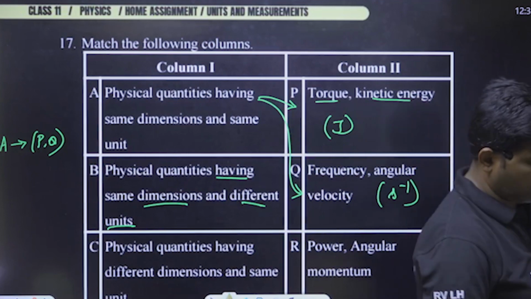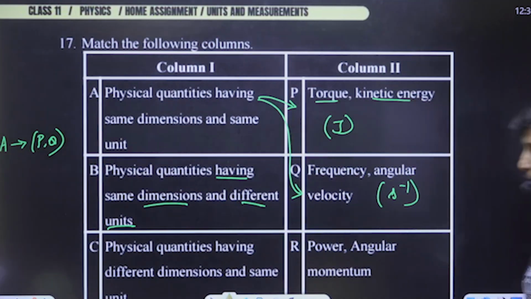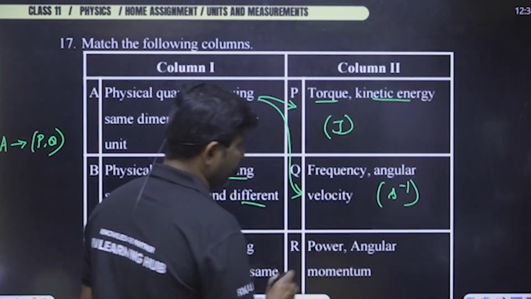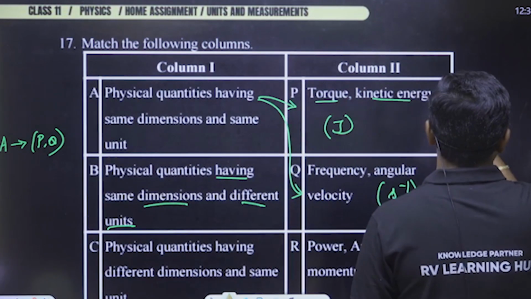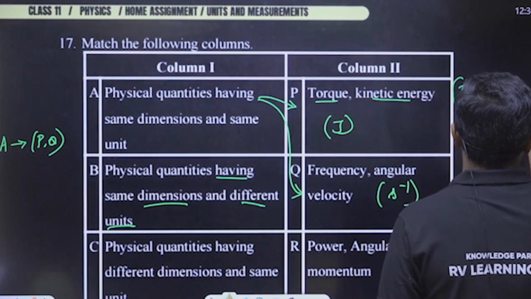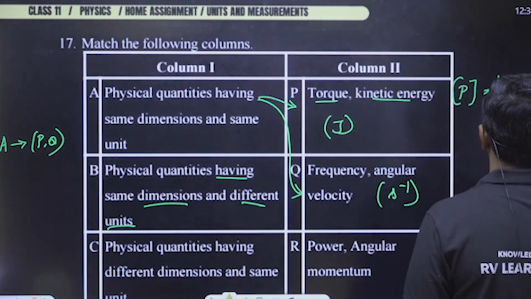So please we have to think and we have to analyze. Check what the power will be, let us analyze neatly here. What is the power? Power will be nothing but work by time, which is joule per second.